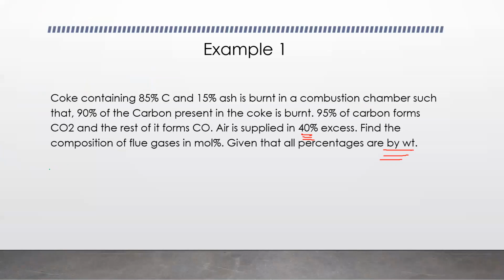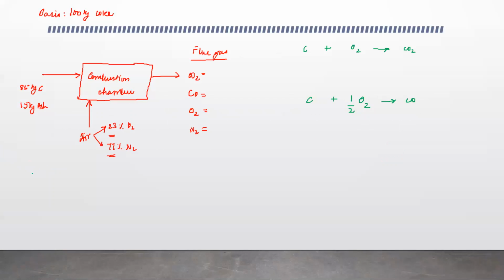Now, another thing that they are saying is 90% of the carbon present in the coke is burnt. So, carbon burnt is equal to 85 kg, that is the carbon present, into 0.9, that is 90% of it. So this is going to be 85 into 0.9, so that is 76.5 kg, right? This is the amount of carbon that has burnt.